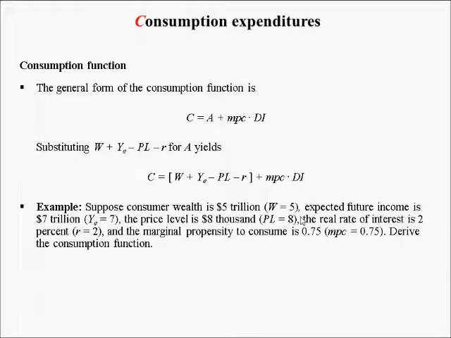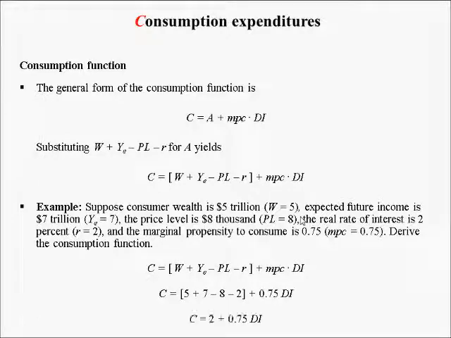Now here's an example. This is how it kind of works. It's actually quite simple. It looks hard, but it's not. Suppose consumer wealth is 5 trillion. Plug in 5. Expected future income is 7 trillion. Plug in 7. The price level is 8,000. Plug in 8. The real rate of interest is 2. Plug in 2. And the marginal propensity to consume is 0.75. Note the marginal propensity to save is 0.25. Derive the consumption function. So you just plug in the numbers and you simplify.